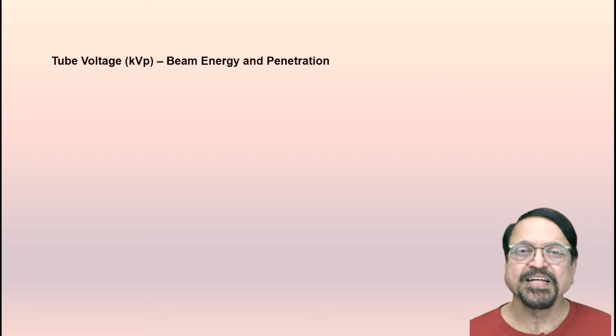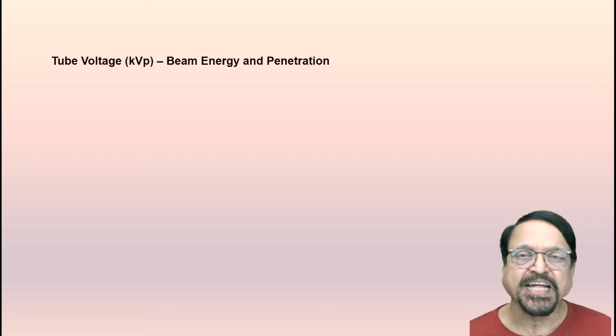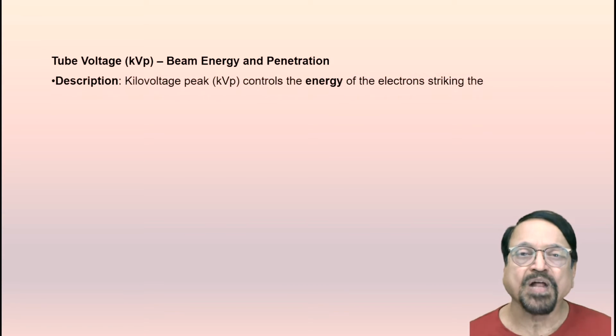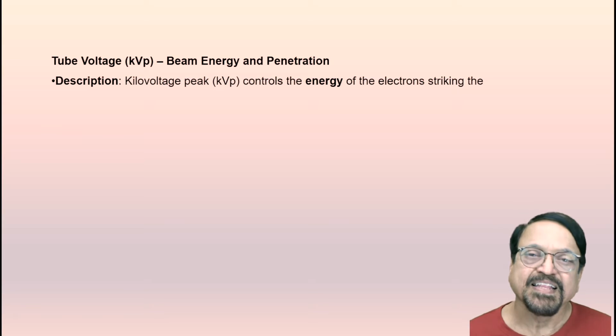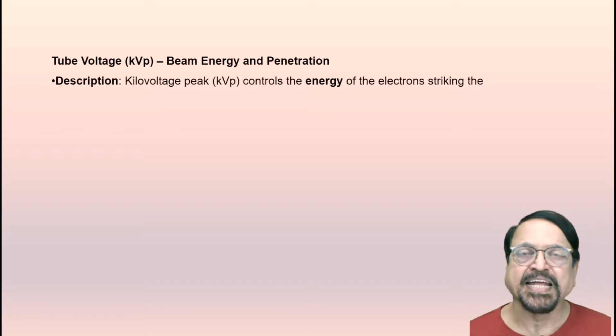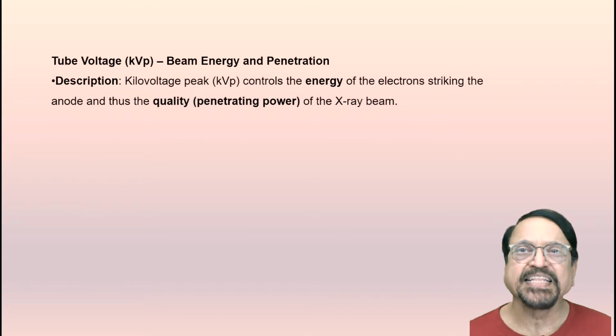First is the tube voltage, that is kV, popularly called. There is a beam energy and penetration power. The higher the kV, the deeper will be the penetration, because it will have more energy with it. Now description: kVp, that is kilovoltage peak, controls the energy of the electron striking the anode, and thus the quality, that is the penetrating power of the beam.